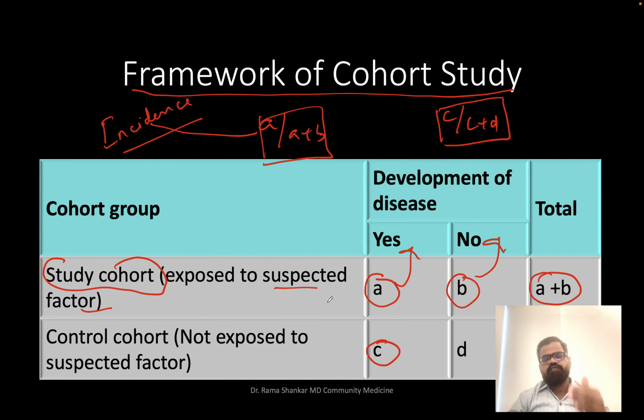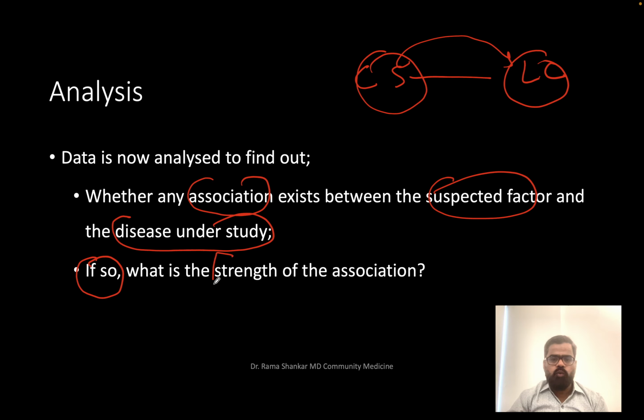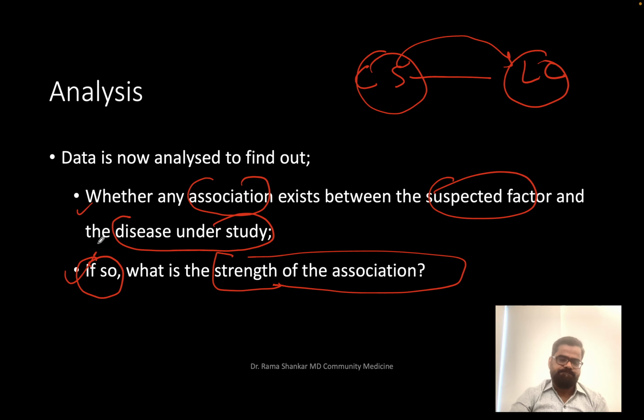Okay. Now, when we understand the 2x2 table, what we are ultimately trying to find is whether there is any association between the risk factor, the suspected factor, and the disease we are studying. For example, is cigarette smoking leading to lung cancer? This is my suspected factor, this is the disease. Does this lead to this? Yes or no? So you're trying to find the association. If there is an association, can we know the strength of association? If there is an association, okay, fine, then what is the strength? These are the two things we'll try to understand.